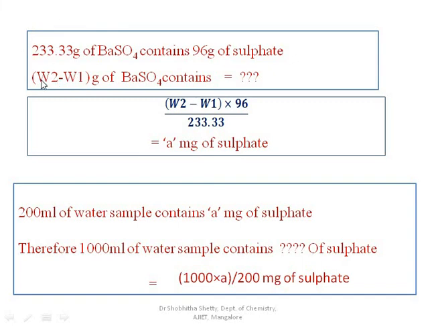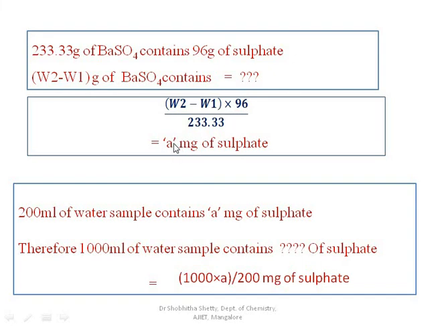If we get W2 minus W1 gram of barium sulfate precipitate, then what is the amount of sulfate formed? You can cross multiply: (W2 minus W1) into 96 divided by 233.3. We can take it as A mg of sulfate formed. This is for the 200 ml of sample that we have taken, so it depends on how much volume of water is taken.